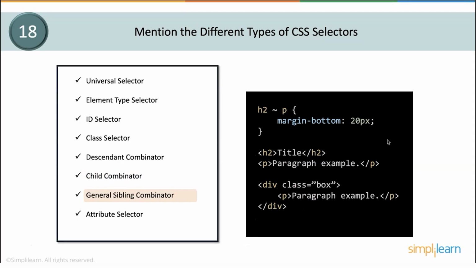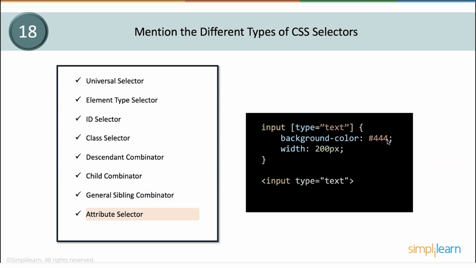Then you talk about general sibling selectors with the tilde sign. And finally, we talk about the attribute selector, where you have a proper attribute available to you. So these are known as the general CSS selectors.